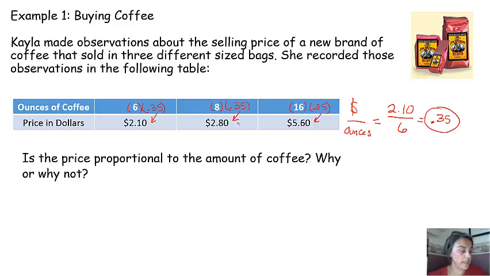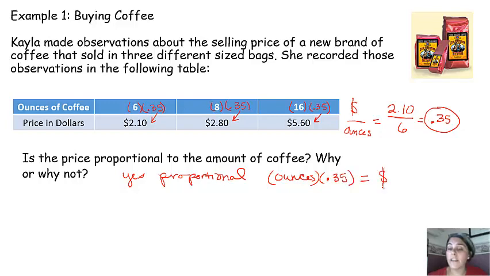So on my calculator, I'm just going to do 8 times 0.35. Hey, it's 2.8. It is $2.80. Now finally, 16 times 0.35. Yes, it's 5.6 or $5.60. This, yes, is a proportional relationship. Yes, it's totally proportional. And how do we know it's proportional? Because if I take my number of ounces, I can always multiply by 0.35 to get my cost for the coffee. And because we have a constant value we multiply by every time, this 35 cents per ounce, it's guaranteed it's proportional.